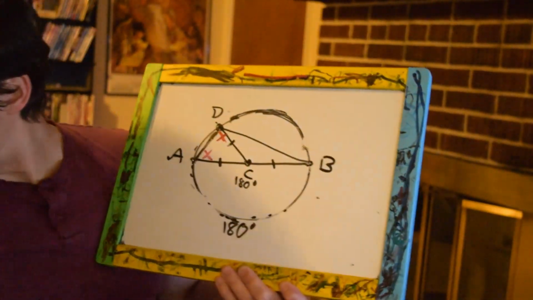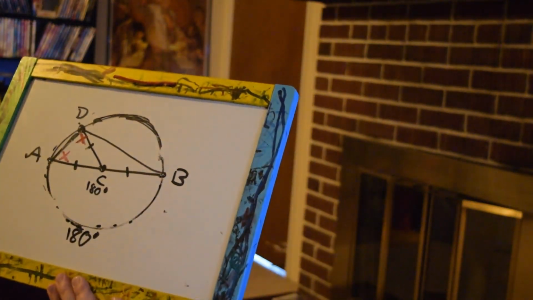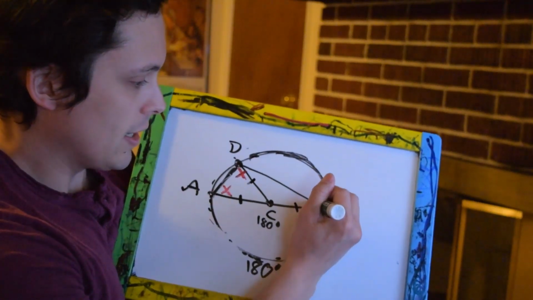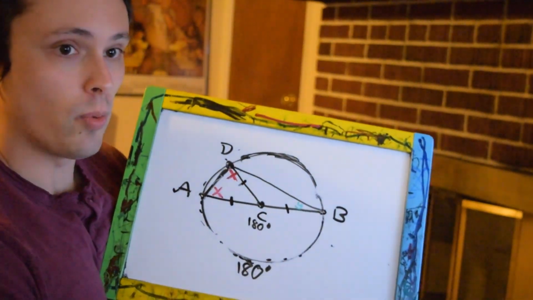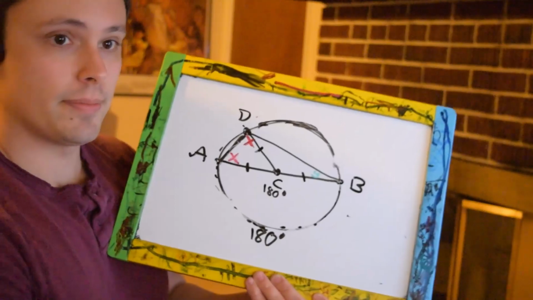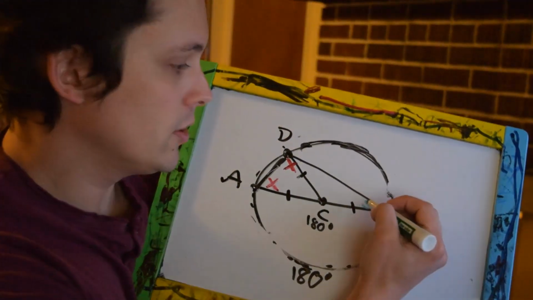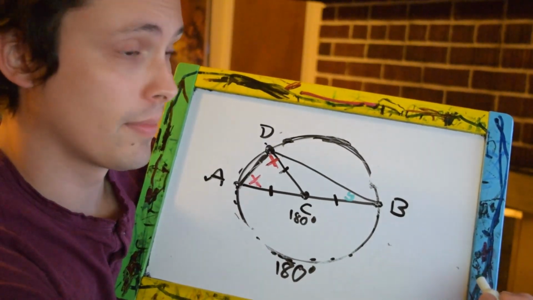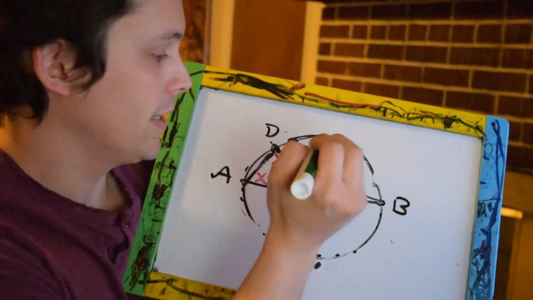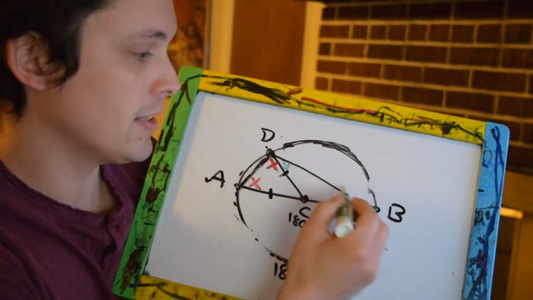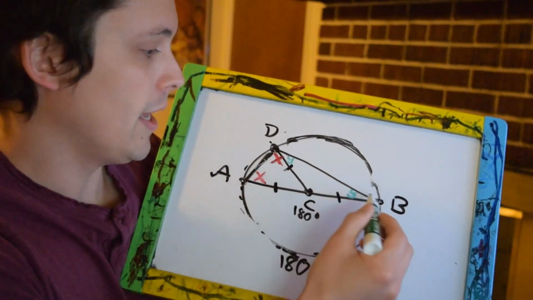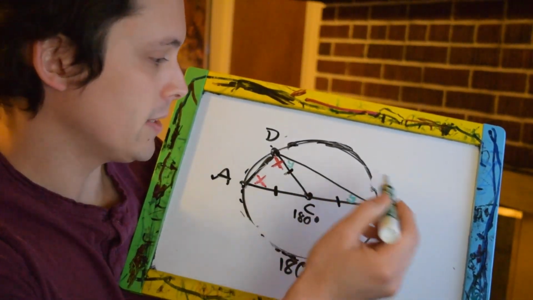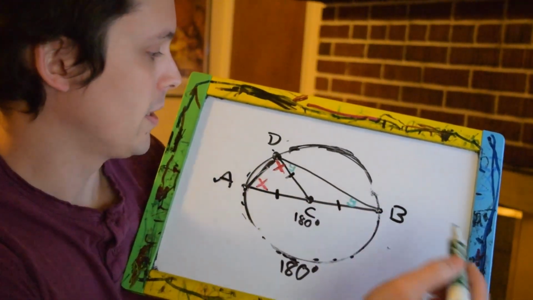Now, I'm going to grab another color. Let's go with green. And I'm going to call that angle Y. And do you see anything else that has to be the same as angle Y? Hoping you're spotting it here. Once again, we have an isosceles triangle. And in the isosceles triangle, the base angles have to be congruent. So these both have to be the same.